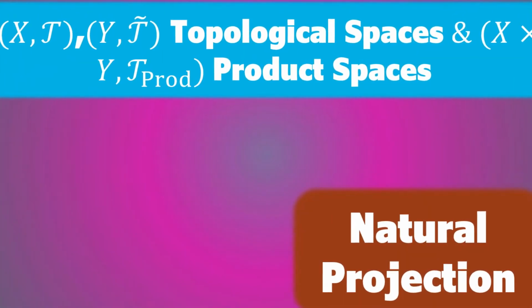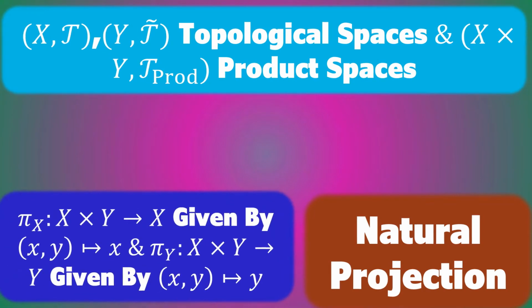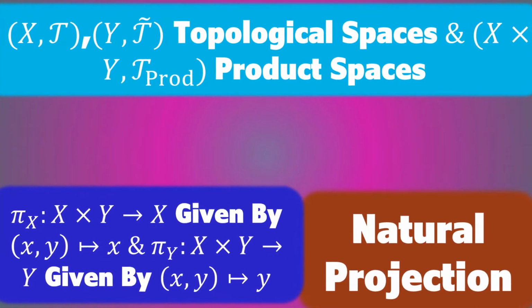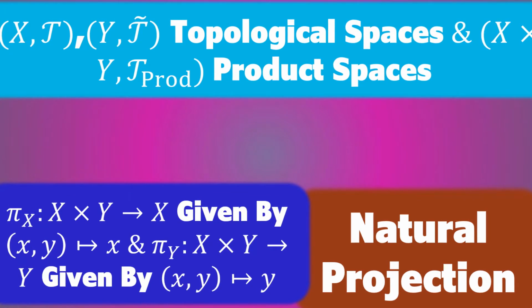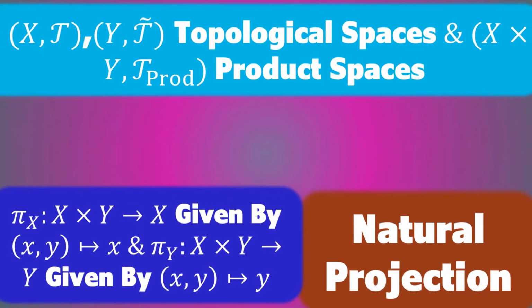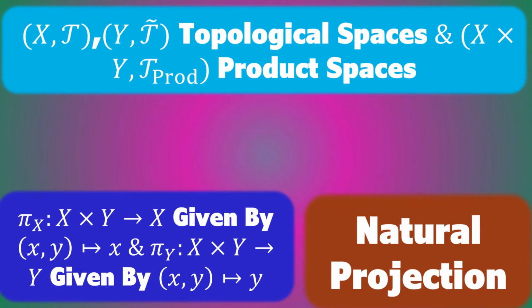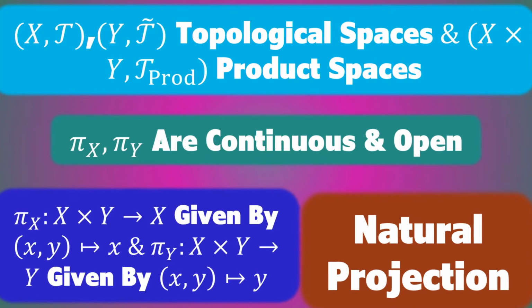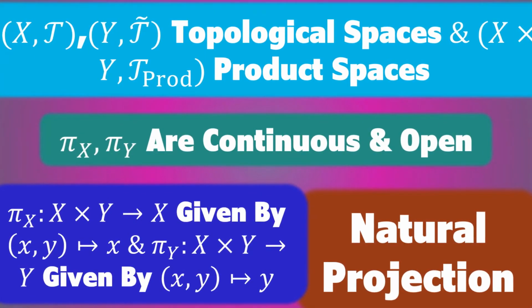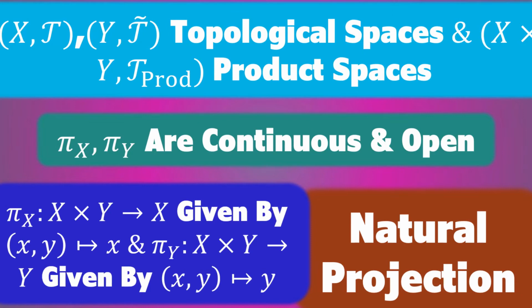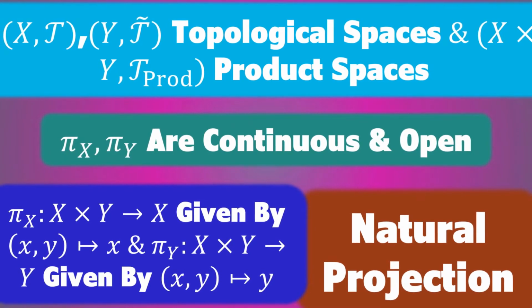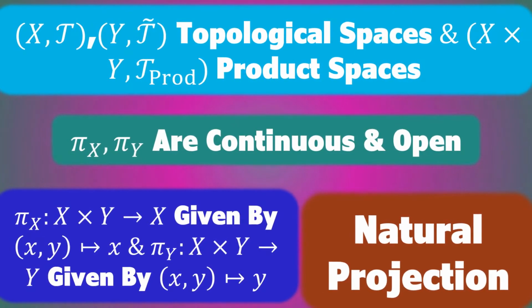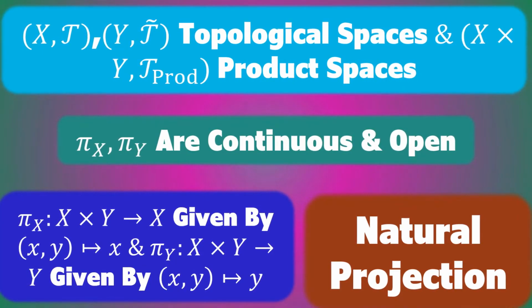Further, let's talk about the natural projection. Let (X, T) be a topological space, let (Y, T̃) be a topological space, and X × Y with T_prod the product of spaces, i.e. T_prod is the product topology on X × Y. Let π_X: X × Y → X given by (x, y) ↦ x, and π_Y: X × Y → Y given by (x, y) ↦ y, be the natural projections. Then π_X and π_Y are continuous and open.